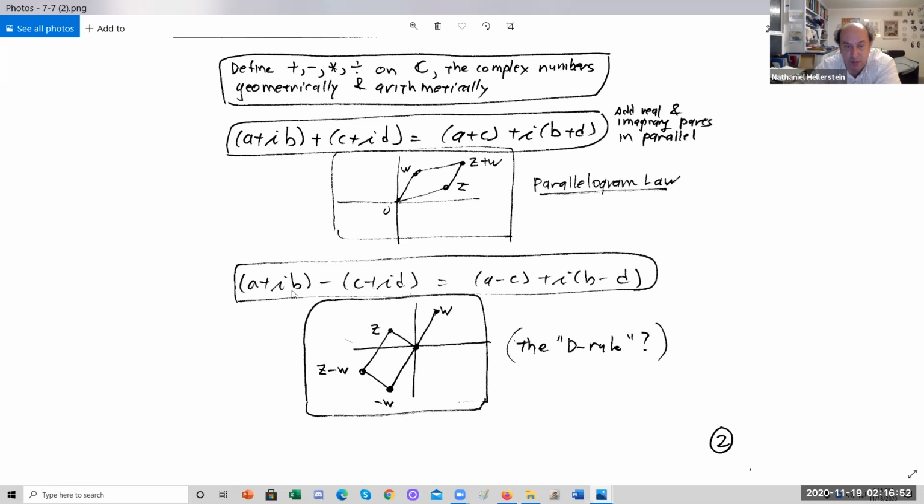Now, to subtract complex numbers, you subtract the real and imaginary parts separately. a plus ib minus c plus id. The real part is a minus c. The imaginary part is i times b minus d. Another way to think of it is if you want to find z minus w, and here's 0, and here's z, and here's w. Well, if this is w, then minus w points the same length in the opposite direction. Then you add z and minus w by the parallelogram rule, and here it is, z minus w. Notice that it forms a kind of letter D for difference.